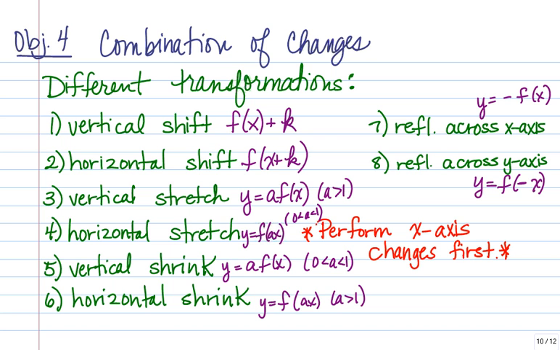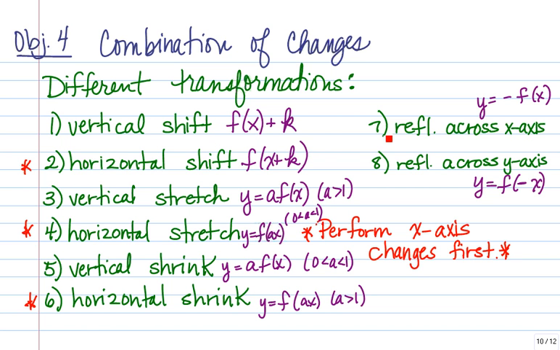Now the key is going to be able to put all of these together. And whenever you have to identify changes and go from one basic function to a transformed graph, the really key thing that you need to know is that you need to perform the x-axis changes first. Anything pertaining to the x-axis has to be done first, and then you can do all the y-axis changes. So what things pertain to the x-axis? A horizontal shift does, right? Or a horizontal stretch or horizontal shrink.